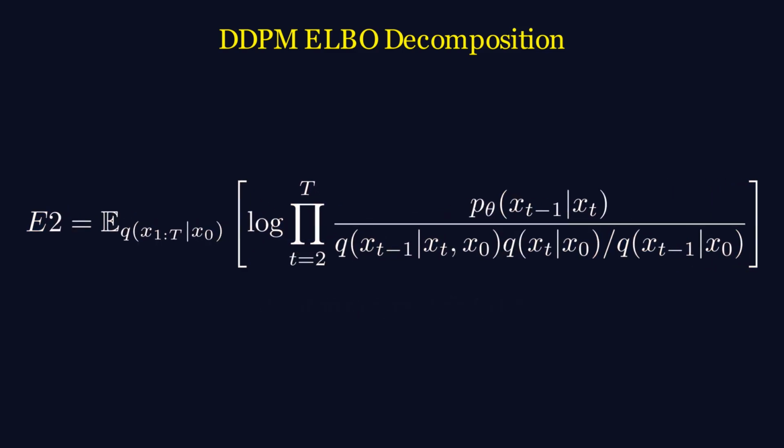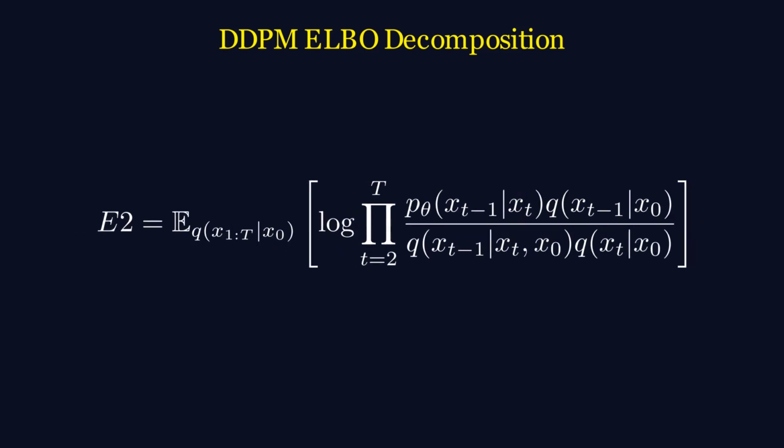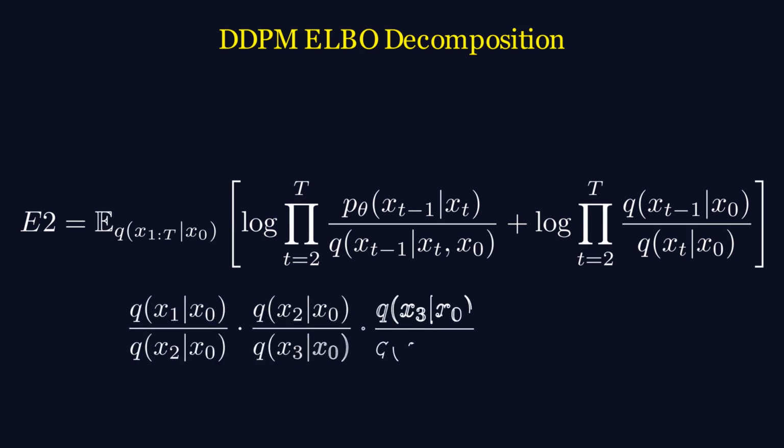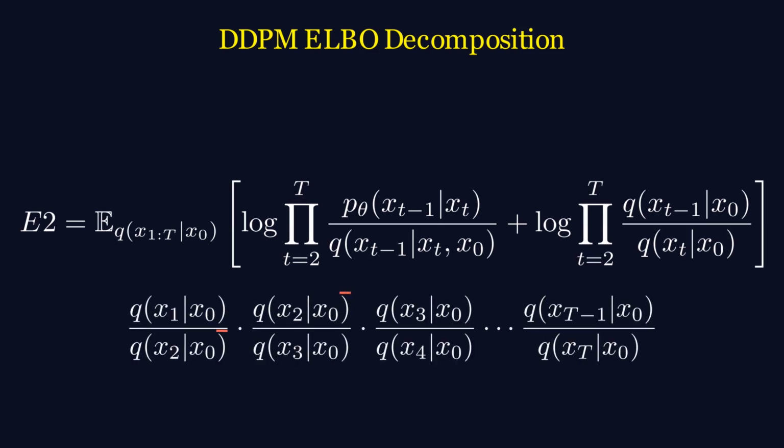So we separate out the terms in the product. Let's have a drum roll please. We write out the product explicitly as individual fractions. Notice q of x2 given x0 appears in both the denominator of the first fraction and the numerator of the second, so they cancel. The same thing happens with q of x3 given x0, the denominator of the second and the numerator of the third. Bam! Another cancellation.